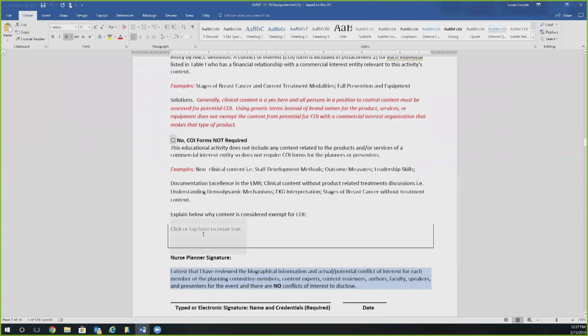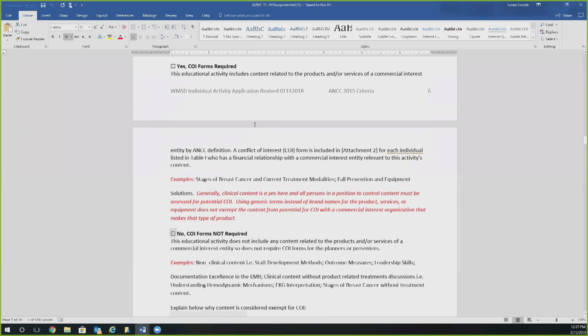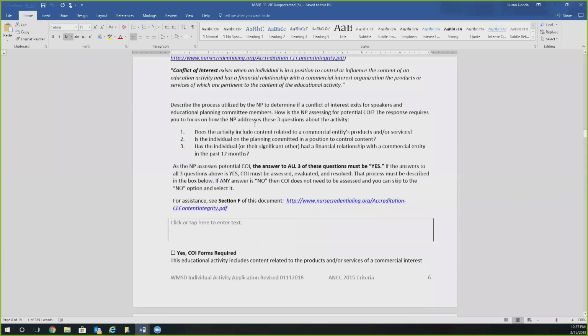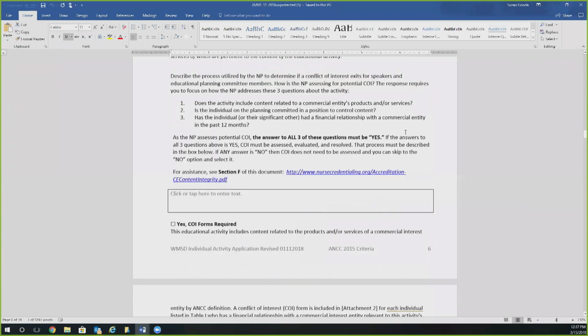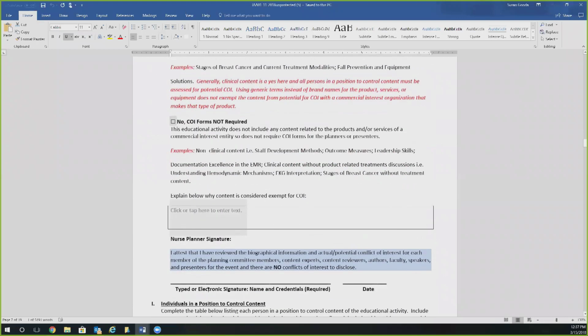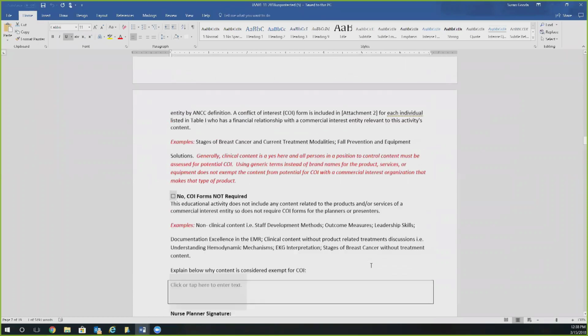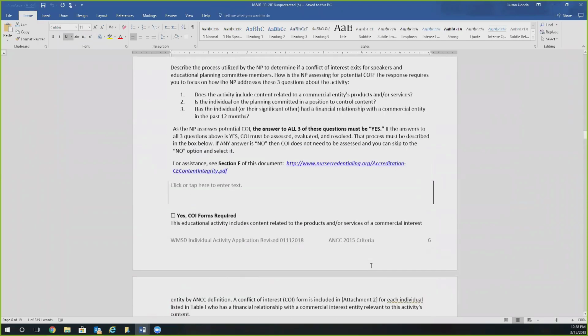Explain briefly how you determined there was no conflict of interest. I just repeat this: the activity does not include content related to a commercial entity's products or services that will be used on patients. Sign your name, attest to it, date it, you are done. We don't need your conflict of interest forms. You don't need to assess any of the forms. You probably don't even need to distribute any of those forms because the content is not related.